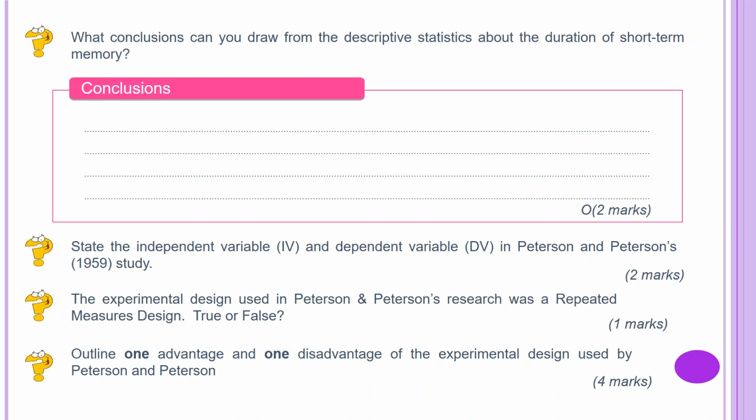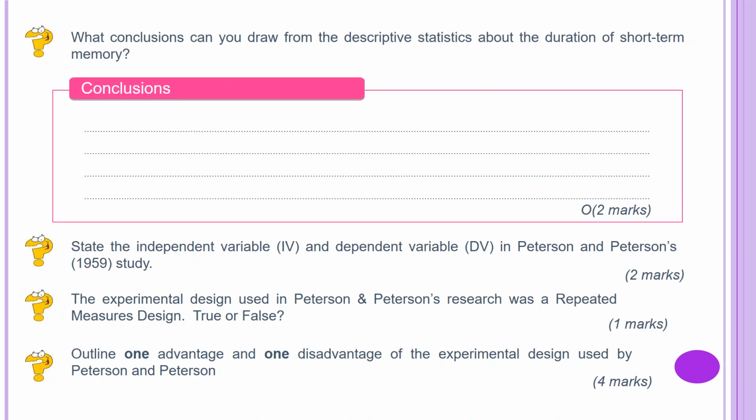One advantage and one disadvantage. Again, you may want to pause your video at this point. Okay, so up to 2 marks for the outline of each advantage and disadvantage here, and a further 2 marks for elaboration and linking them to the research. So obviously just listing an advantage of the experimental design but not mentioning Peterson and Peterson will only score you half marks.